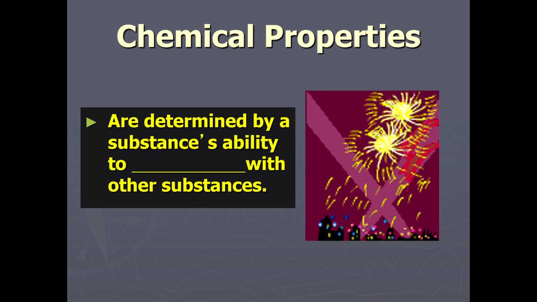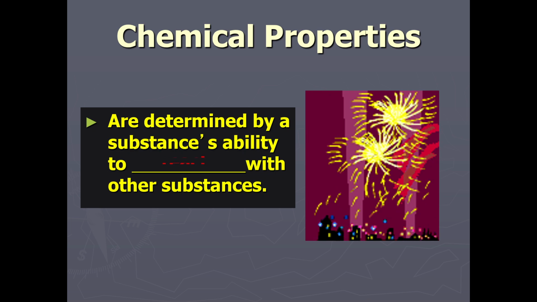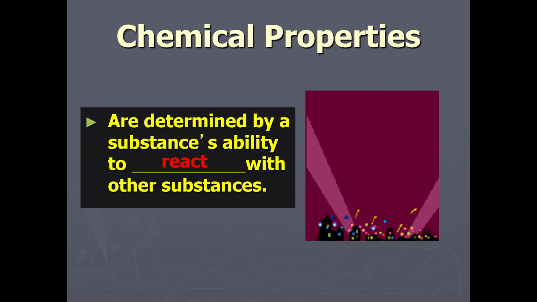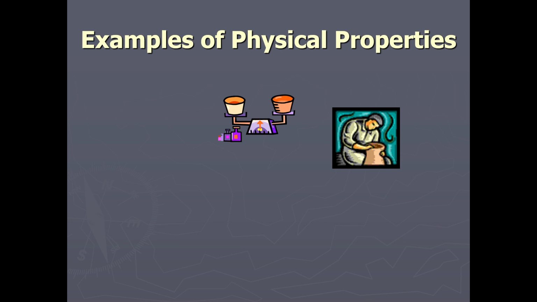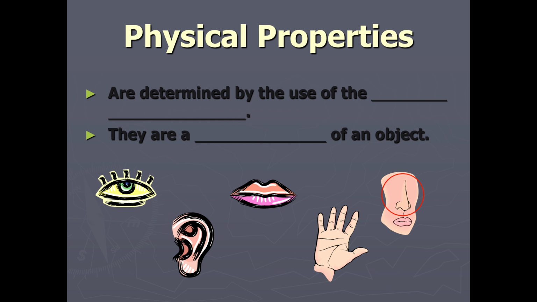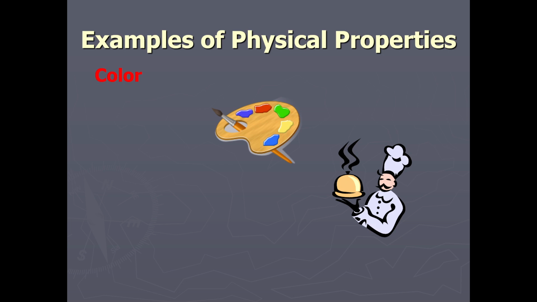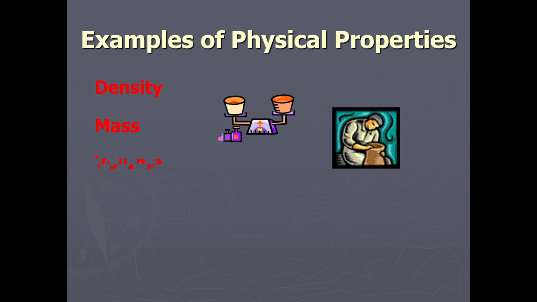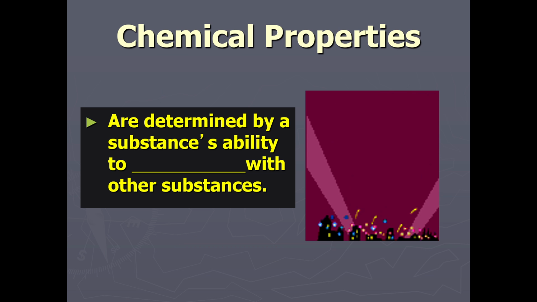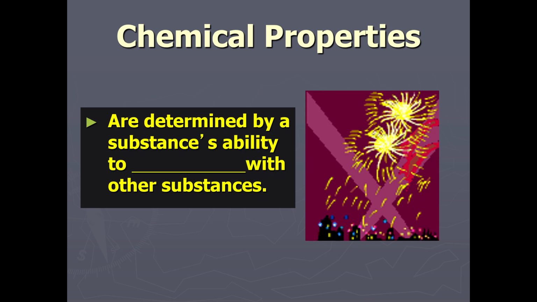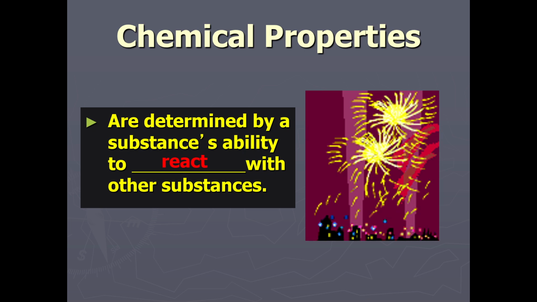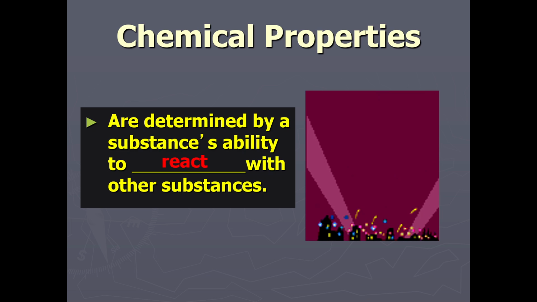Chemical properties are determined by the substance's ability to react with other substances. So a physical property can be determined by only using the 5 senses, and it describes the object. A chemical property cannot be known by merely looking at it. It is determined solely by the ability of that substance to react with other substances.